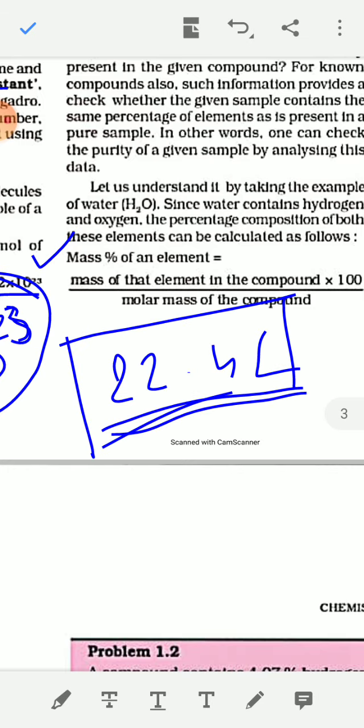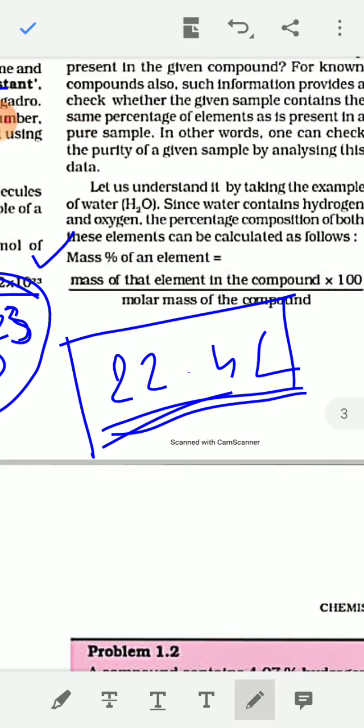Or in milliliter it is 22,400 ml, means 1 mole gas at HTP, standard temperature and pressure. So 22.4 liter means 1 mole substance, 1 mole gas at HTP. That means the mass of 22.4 liter of any gas is equal to the molar mass of that gas.